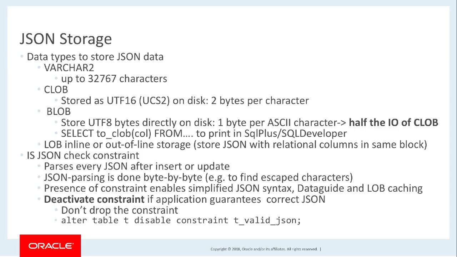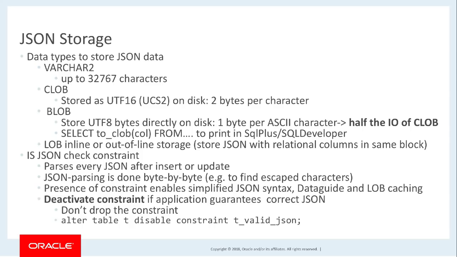Now you may ask, how can I print this? If I select the blob, I don't see the actual value. There is this toClob SQL function. So here in the example, we use toClob, and this call takes your blob as input. And this will convert it to a clob, and you can use that to print it in SQL*Plus or SQL Developer. So the general recommendation here is use a blob.